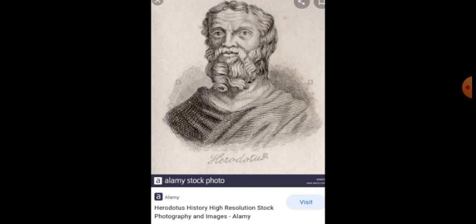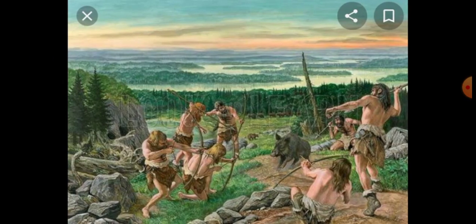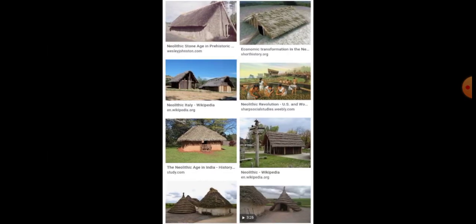In the early period, the early people used their feet to travel from one place to another place, and their main occupation was hunting. They lived in small caves and simple huts. The prehistoric period is before the 5th century, that is, up to the Neolithic periods.